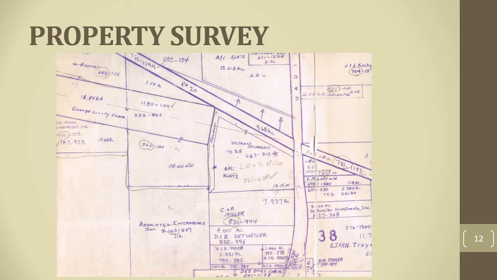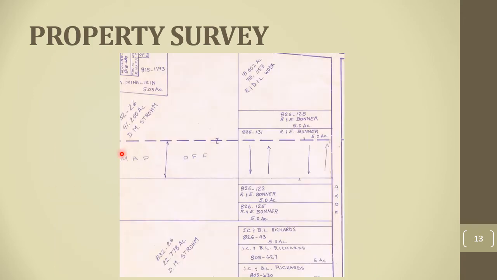Sometimes property maps are not drawn properly. Notice here, this did not match up. So these arrows are telling you to move up. This property doesn't exist. This map was drawn improperly. Here's another one. Notice it says here, the map is off. These properties actually match up here, but when this was drawn, it was not drawn properly.